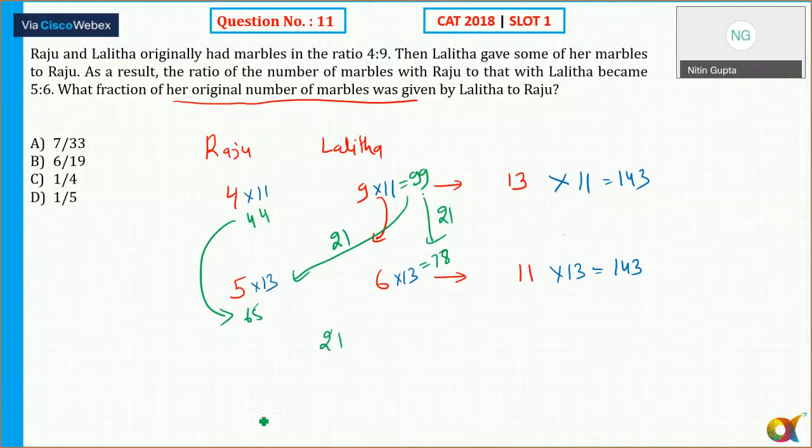The question is, what fraction of her original number of marbles? So Lalita originally had 9 into 11, that is 99 marbles. Out of 99 marbles, she gave 21 marbles to Raju. So the answer is 21 by 99. And if you solve 21 by 99, how much does it come out to? 7 by 33. So the answer is option number A.